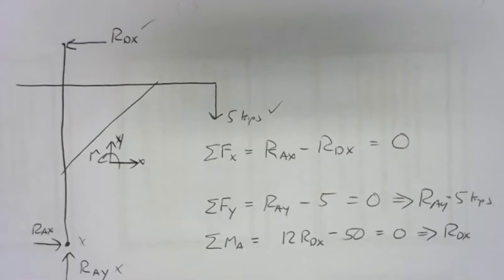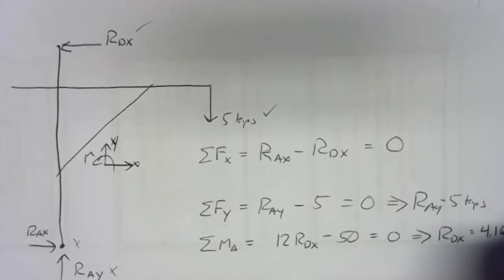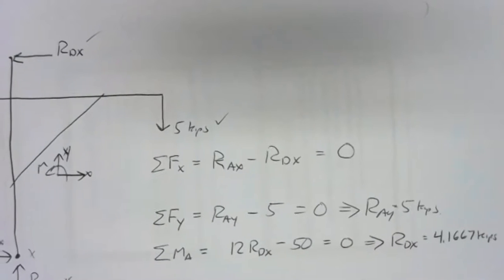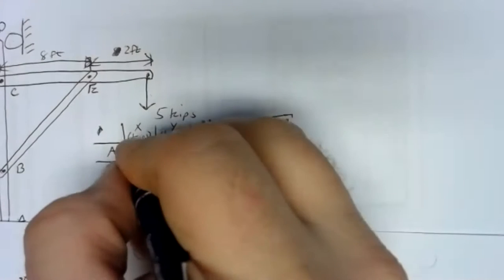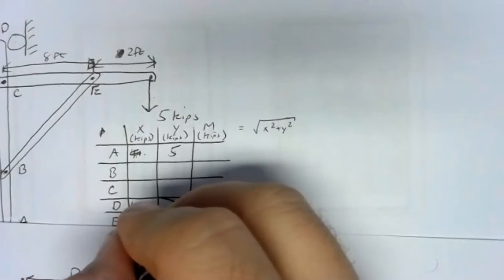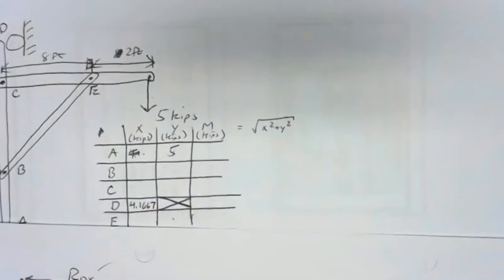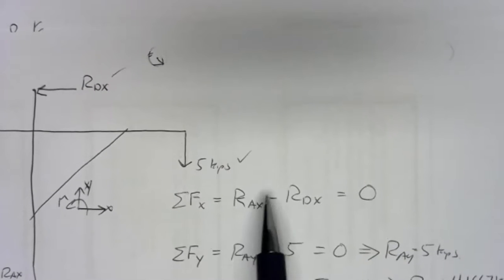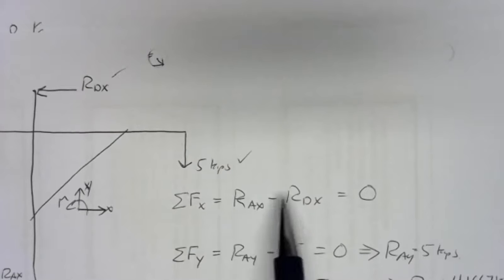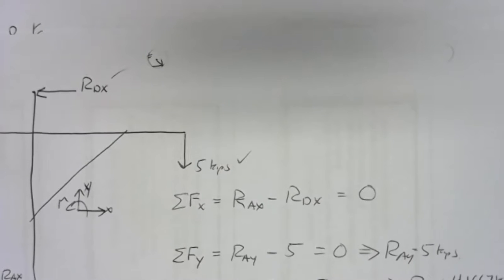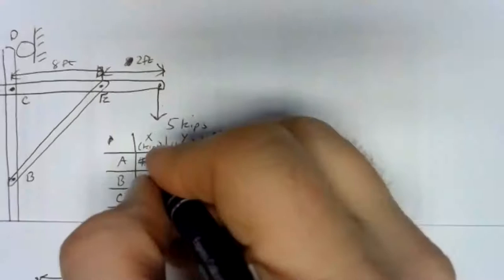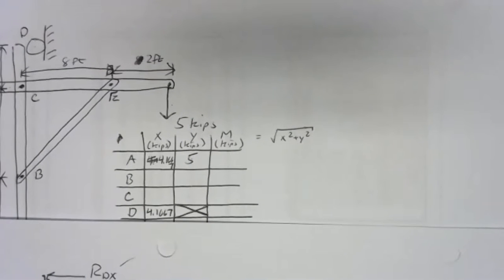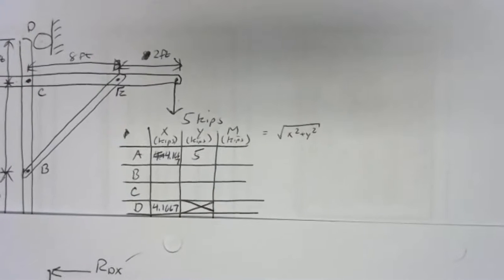RDX is 50 divided by 12. That's 4.1667 kips. So another value we can plug into our table. It also came out positive, so we know our direction's good. So RDX, 4.1667. Then we need RAX. Well, from our x direction equation, it says RAX minus RDX is 0. Well, that only happens when those two values are the same. So RAX and RDX have the same value, so I shouldn't have scribbled that out, I suppose. 4.1667. So a little bit sloppy on my part there, but we can see it there, 4.1667 kips.